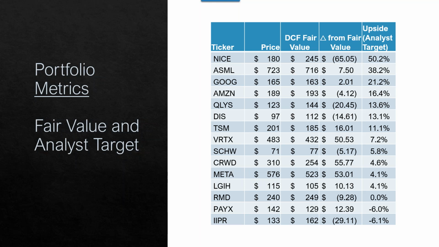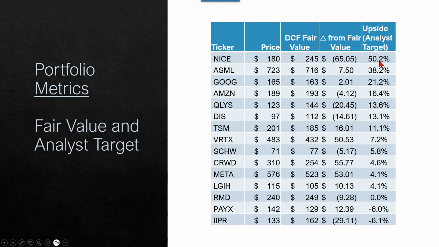Yeah, so I'm trying to figure out these numbers. For NICE, the discounted cash flow fair value is 245, and the change from fair value is a negative 65. The current price is $180, the stock price as of the last close, and the fair value is 245. So NICE is undervalued by $65. It should be at 245 according to the DCF, but the stock price is 180, so it's undervalued by $65.